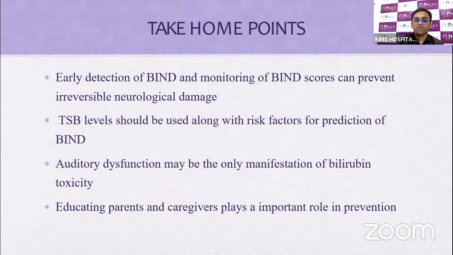A score of 1 to 3, mild bilirubin-induced neurological dysfunction, doesn't mean that the babies are not at risk for brain injury, but the risk is a bit low. So we should monitor the BIND scores in all the babies who have very high bilirubin levels, and we should act accordingly.